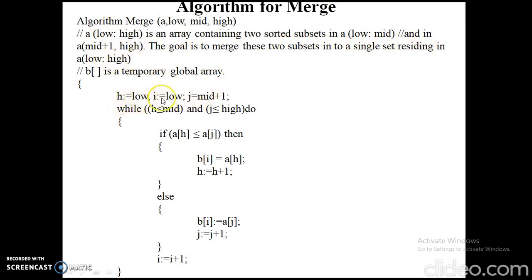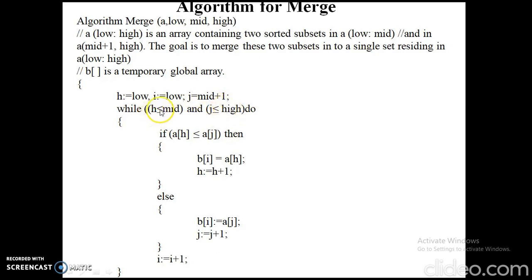So h is low, i is low, and j is equal to mid plus 1. h is an index that acts as a pointer to the first half of the array, initialized to low, and i is an index pointing to the temporary array, again initialized to low, and j is an index pointing to the second half of the array, initialized to mid plus 1.